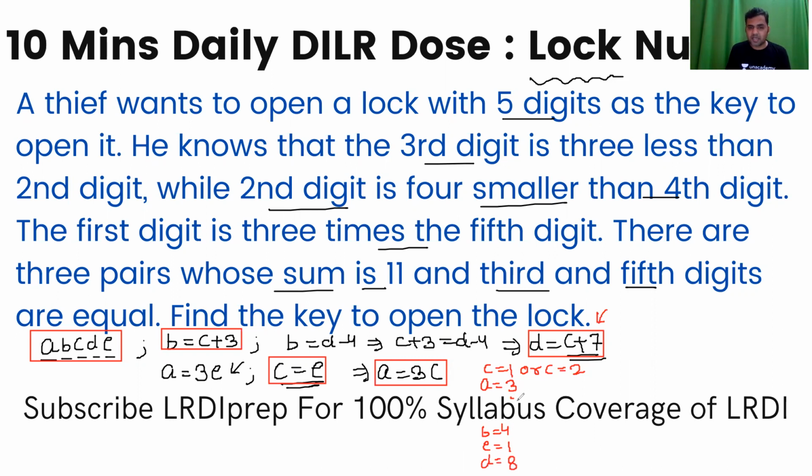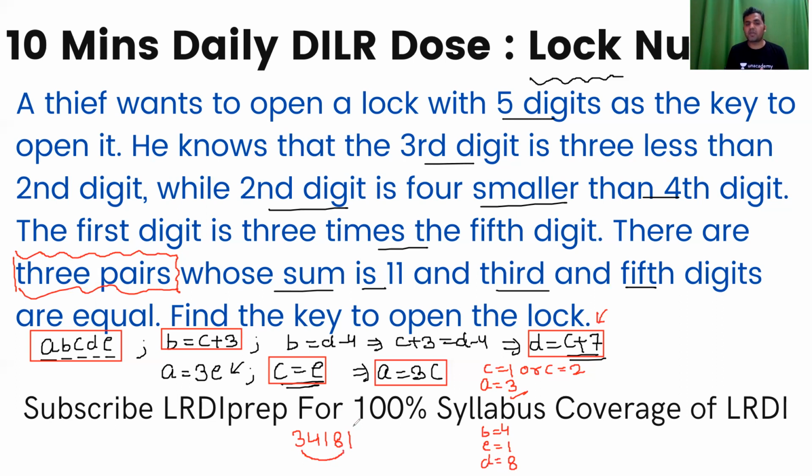So in this case, the log number will become 3, 4, A, B, C is 1, D is 8, and E is 1. Now, one more condition that I need to check is that there should be 3 pairs, right? Look at this information. There should be 3 pairs whose sum should be 11. Do I have 3 pairs here? You see that 3 plus 8 is 11.